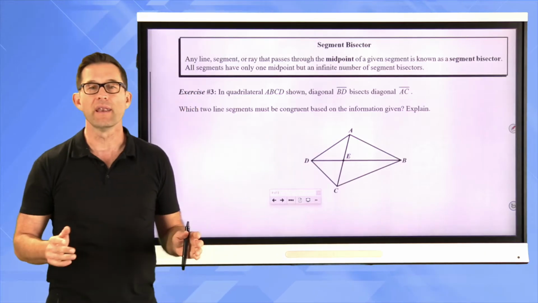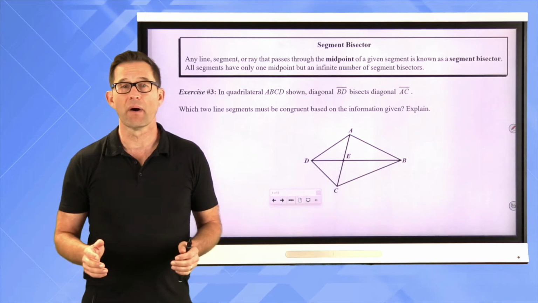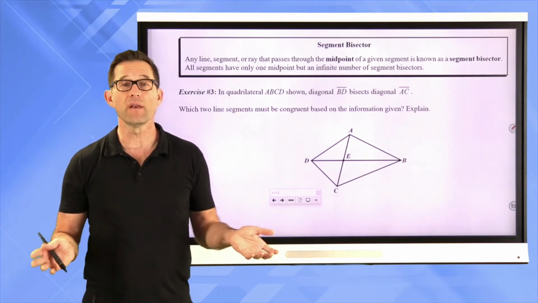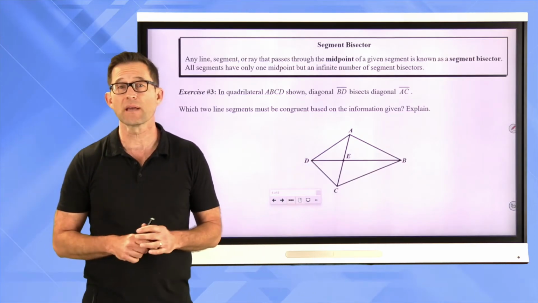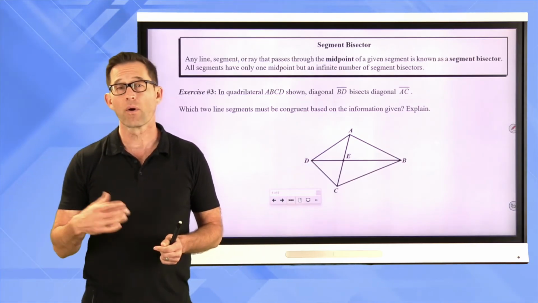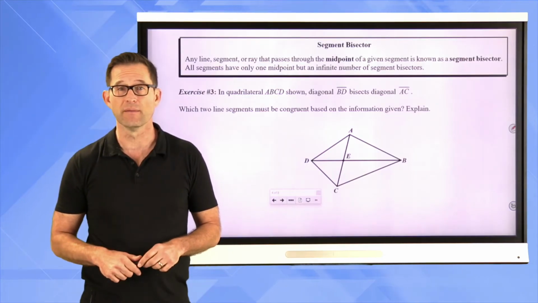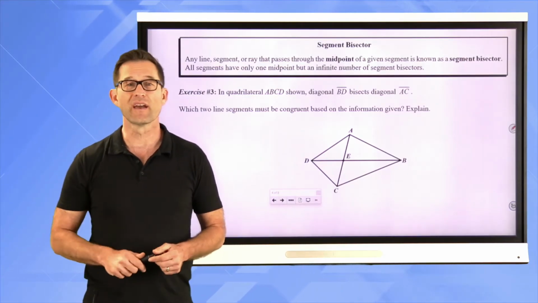All right, so again, segment bisector is just like an angle bisector. The biggest difference is that for any given segment, there are an infinite number of segment bisectors because a segment bisector is simply a line or a ray or another segment that passes through the midpoint of a given segment. Wow, that was wordy. Let's take a look at exercise number 3.